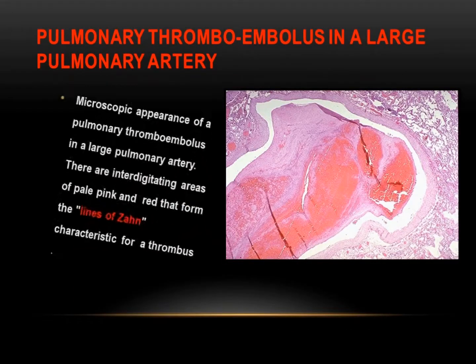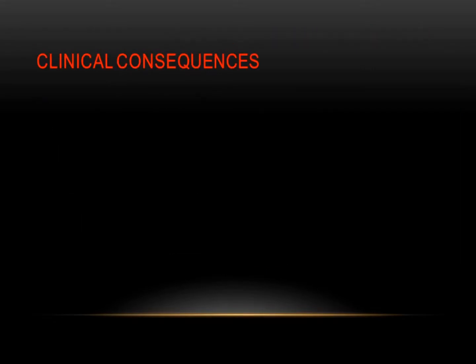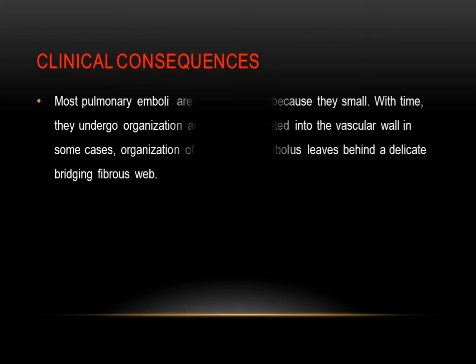This is a microscopic appearance of a pulmonary thromboembolus in a large pulmonary artery. There are interdigitating areas of pale pink and red that form the lines of Zahn, characteristic for a thrombus. Now, the major clinical and pathologic features are the following. Most pulmonary emboli, 60 to 80%, are small and clinically silent. With time, they undergo organization and become incorporated into the vascular wall. In some cases, organization of a thromboembolus leaves behind a bridging fibrous web.